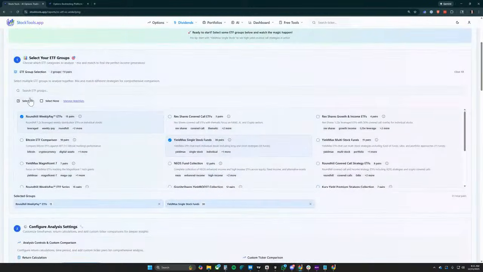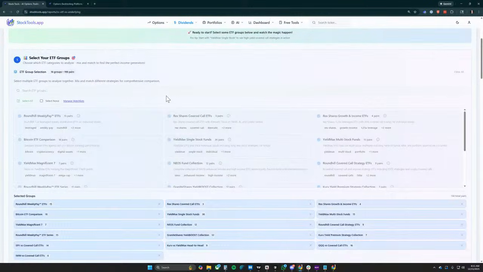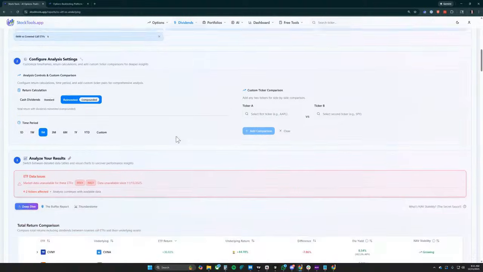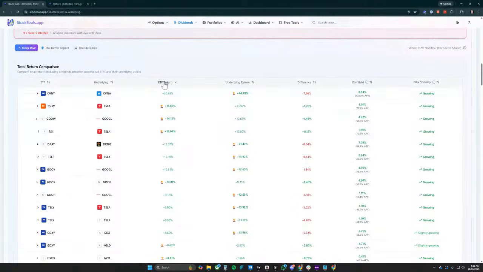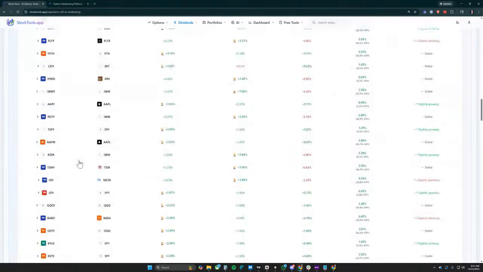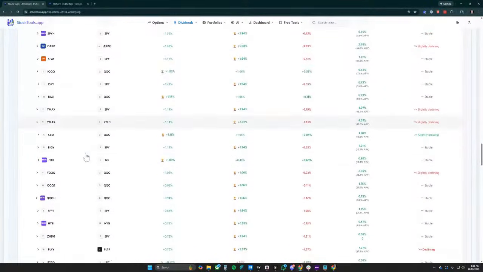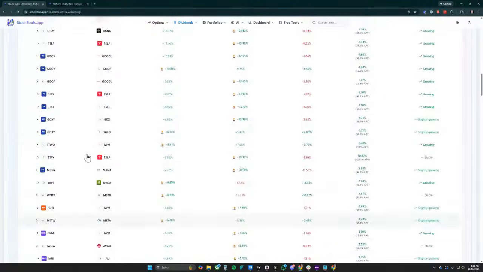That just reminds me, I'm just going to click select all real quick and give it a second. So this is literally bringing in all of these groups, and it's just going to compare them all at the same time, all into one big list of all of these guys. And so you can come here and you can look at all these individual funds. You can add all your custom ones.